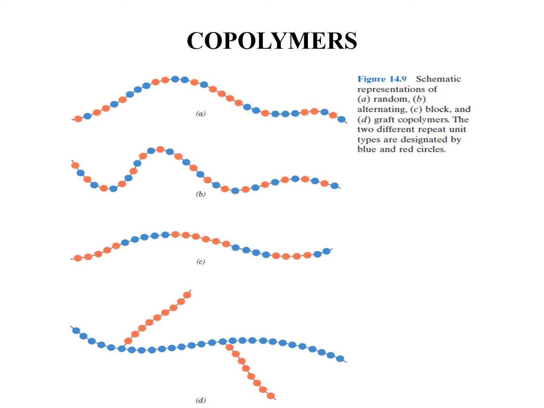And in graft copolymer, the main chain will be the same type of monomer unit, and the branched one will be the same type of repeating unit. Okay, so this type of copolymer is called the graft copolymer. I think this schematic representation will clear the concept of arrangements of molecular configuration of copolymers.